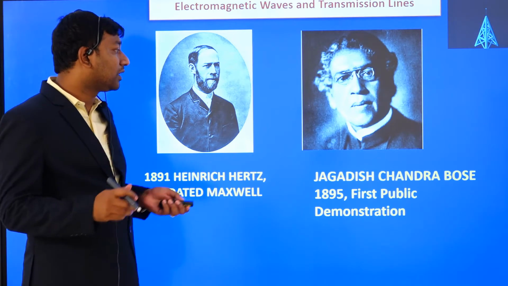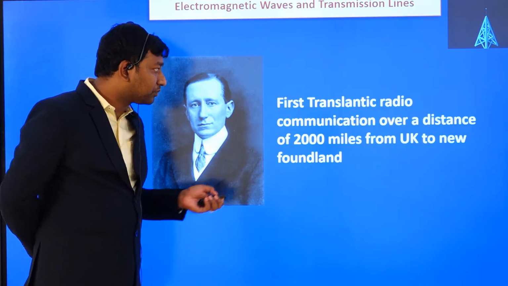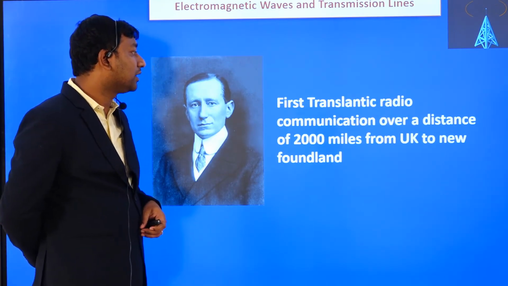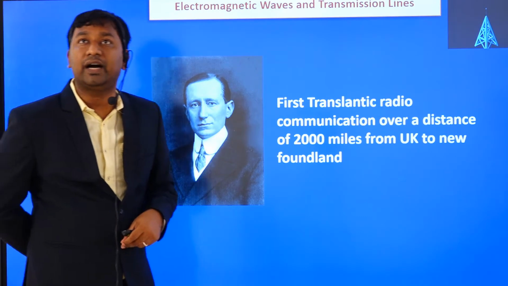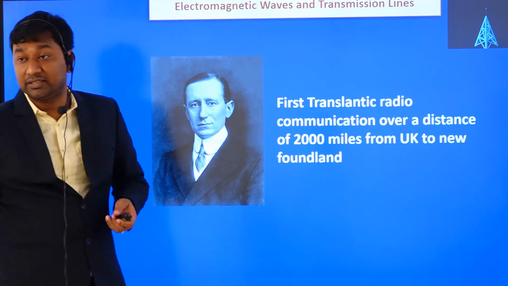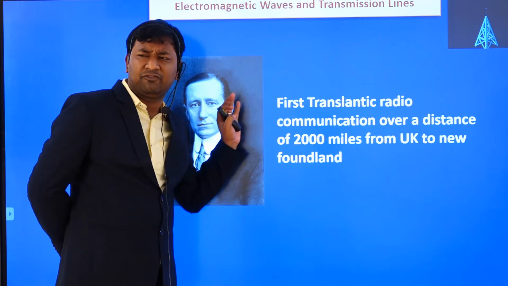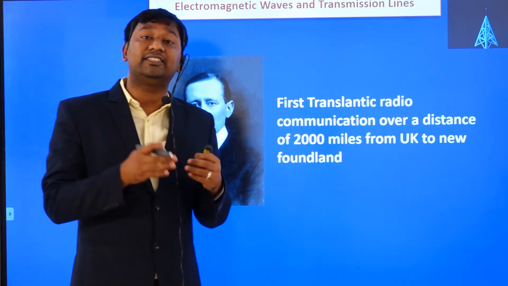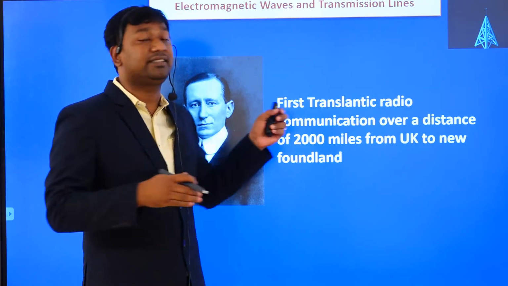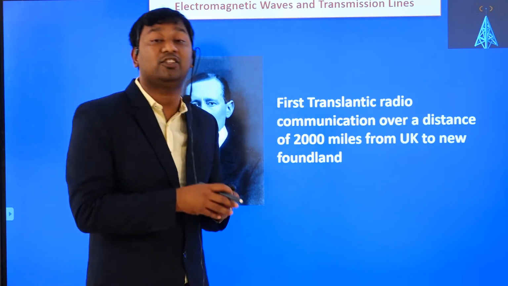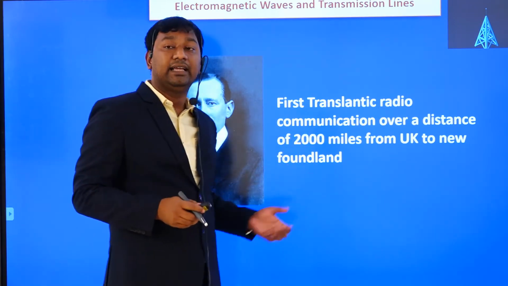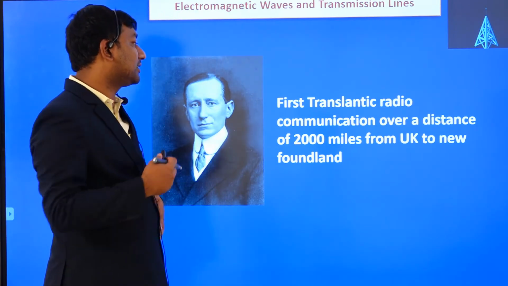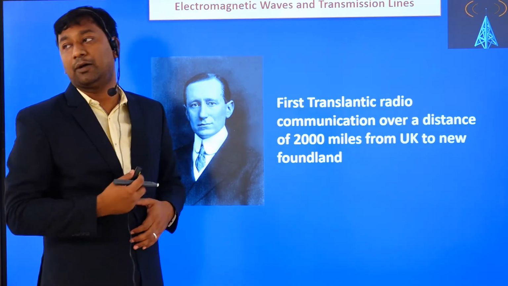Now coming to the first transmission of radio communication over a distance of 2000 miles from the UK to Newfoundland. That is Marconi. Whatever Jagdish Chandra Bose did was for short range communication, but Marconi covered a large distance, nearly 2000 miles from UK to Newfoundland. He communicated wirelessly; that was the first time a long range was covered through wireless communication.